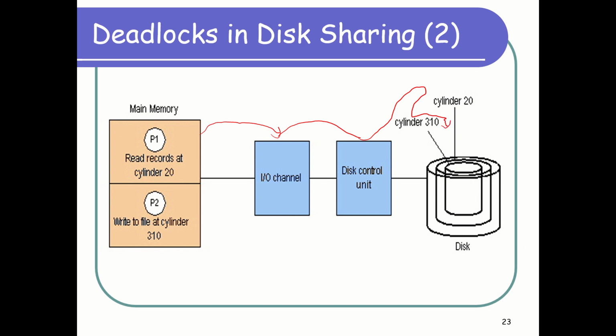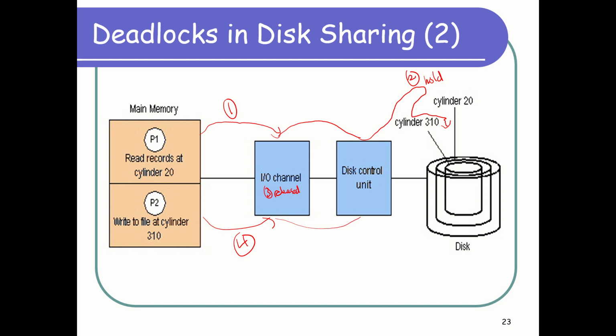While the disk control unit is moving the arm to cylinder 20, P1 is put on hold. So this one is process number 1, this is process number 2, hold. And the input/output channel is free to process the next request. So the input/output channel is now released. And now P2 gains control of the input/output channel and issues a command to write another record. So that is command number 4.